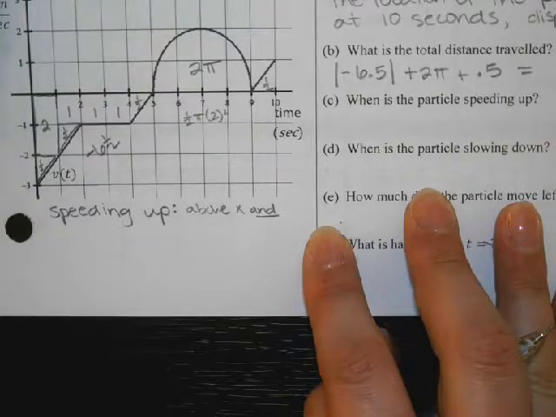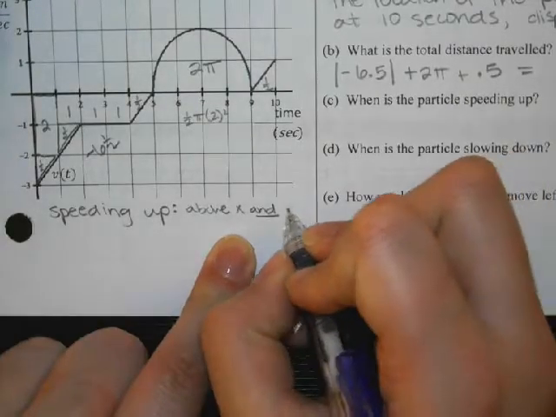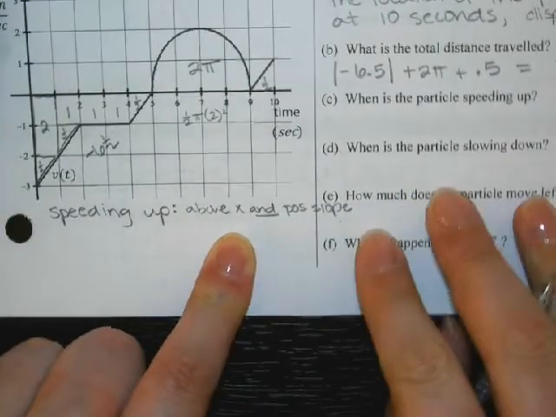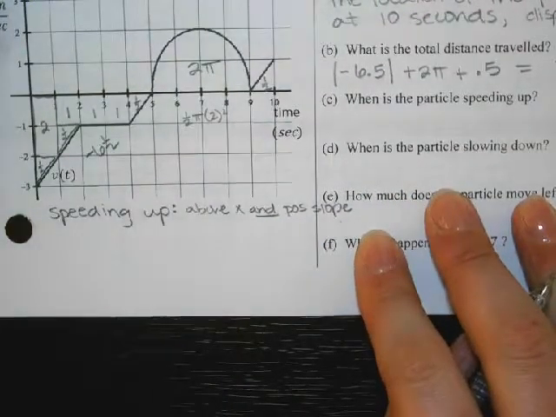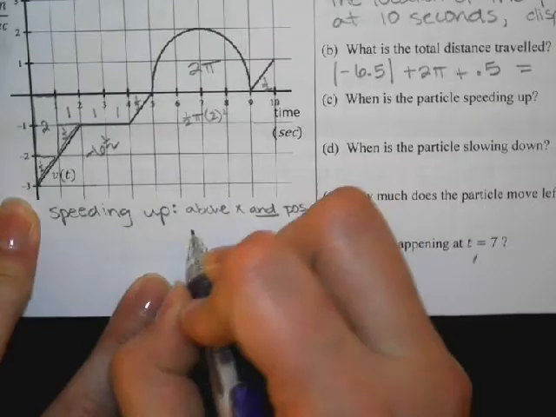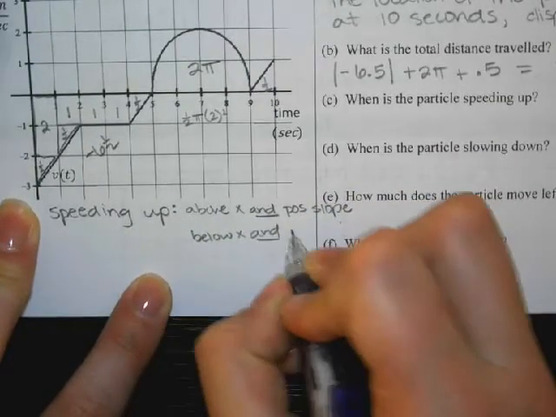Above the x-axis is where the velocity is positive. Positive slope is where the acceleration is positive. Okay? So you can be speeding up if you're above the x-axis and you have a positive slope. Or you can have a negative velocity and a negative acceleration, and that would be speeding up as well. So that means that we are below the x-axis and have a negative slope.